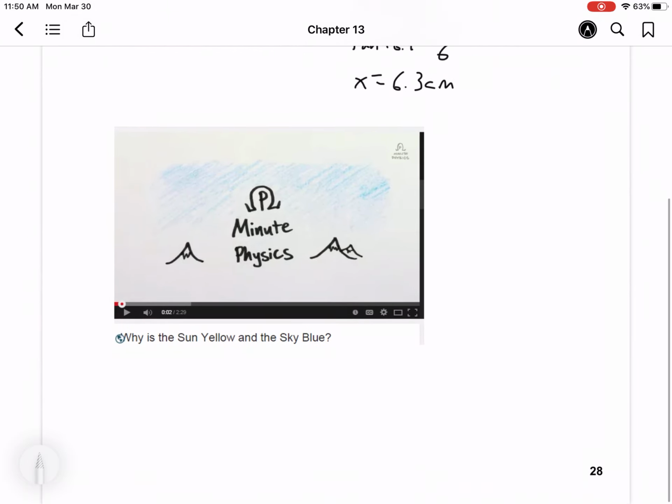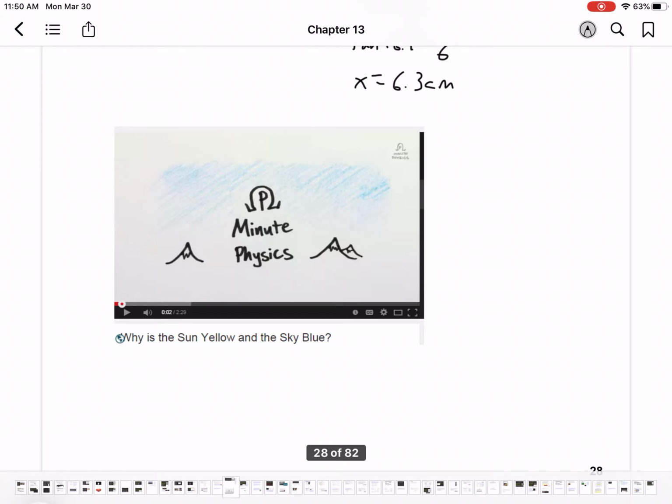Okay, you can watch this video about why the sun is yellow and the sky is blue. These are things that you probably have an idea of, but it goes into a little more of a scientific concept of reflection and refraction, right?